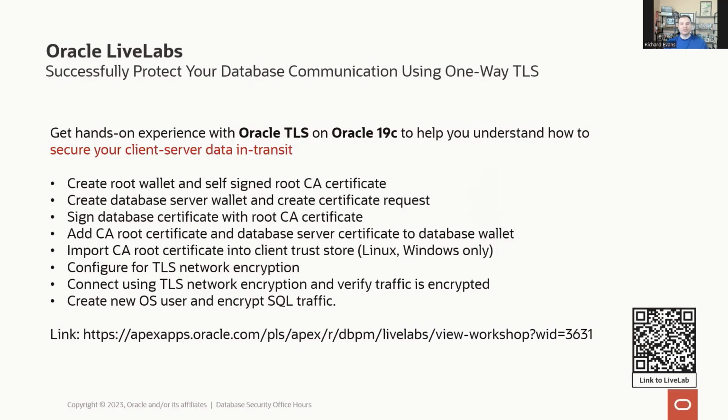So really cool stuff. We've already got one out there on native network encryption, and we've been getting a lot more requests for TLS. So this is going to be TLS 1.2 on 19C. When 23C Free is available, you can do it on 23C Free as well and see TLS 1.3 if you want. But this is out there for you to utilize.